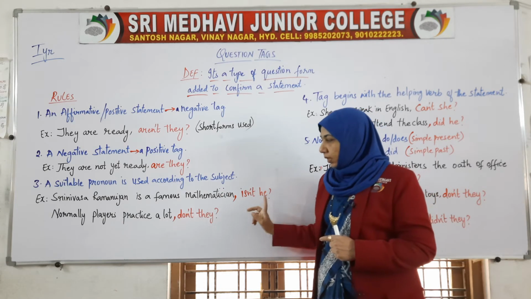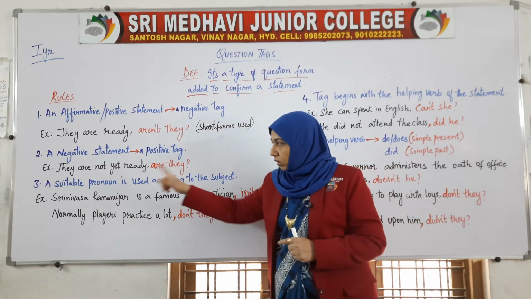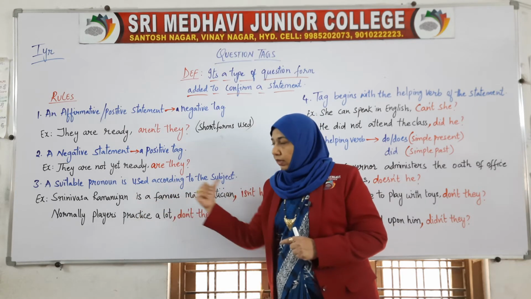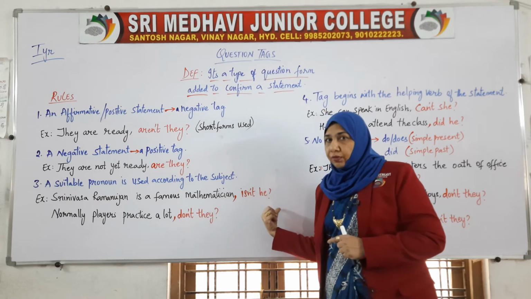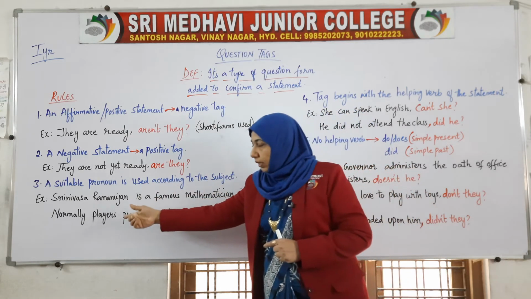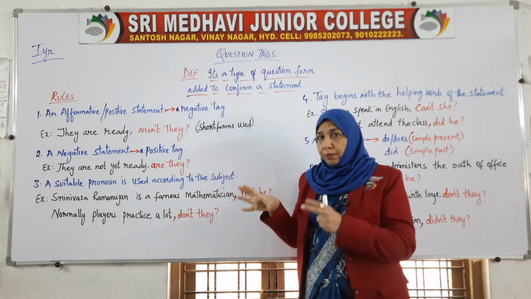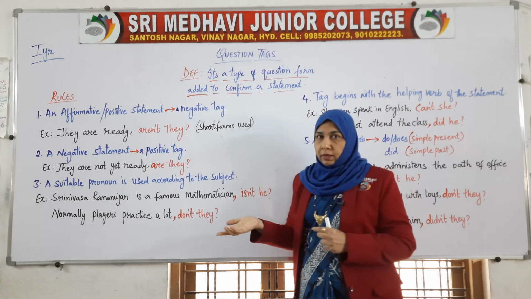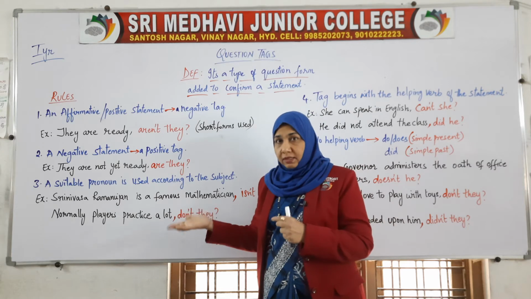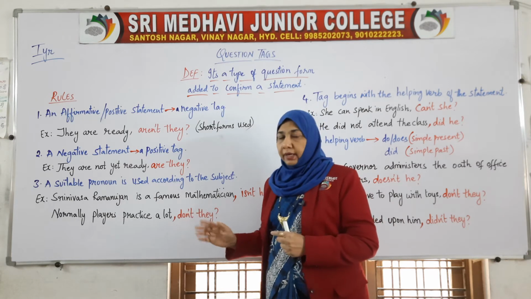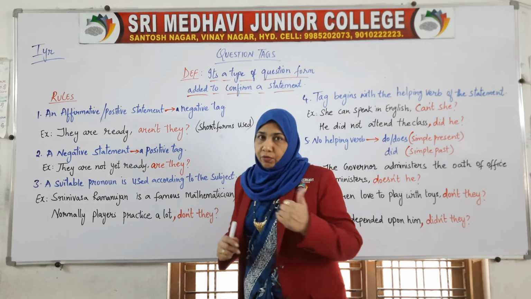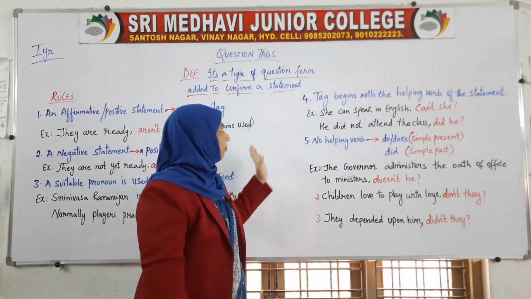Yes, it is he here, it is they here, because here we are discussing a single person, Srinivasa Ramanujan, that too a male, that's why we are taking he. Here we are talking about the players, more than one player, plural, so we have to take they. I hope these are quite clear for you. Now we'll move to the next rule.